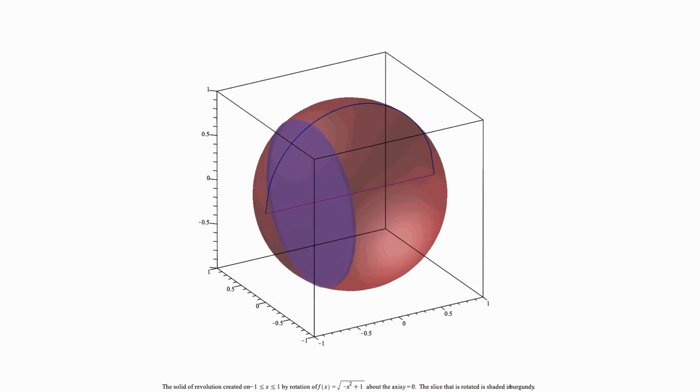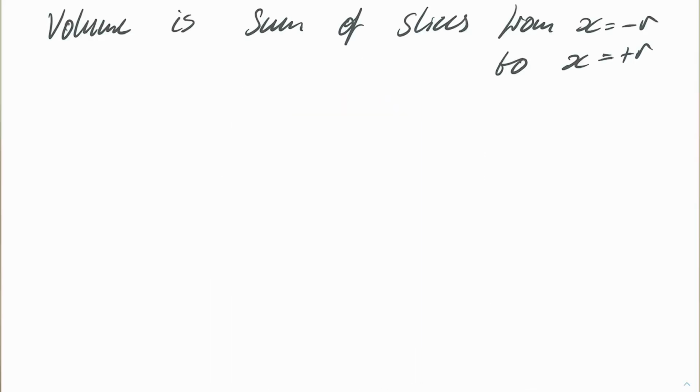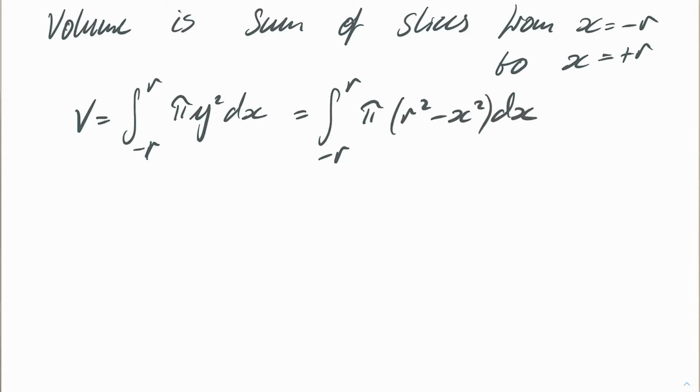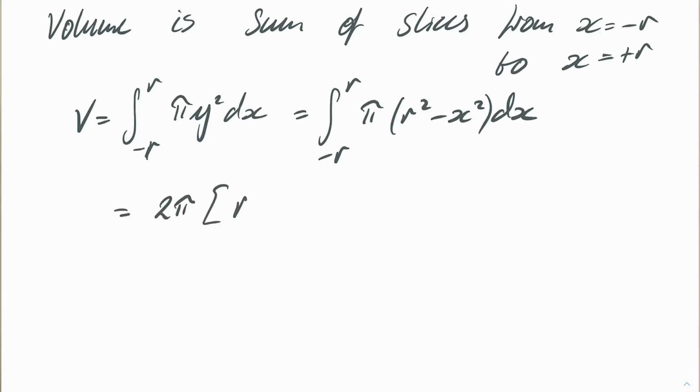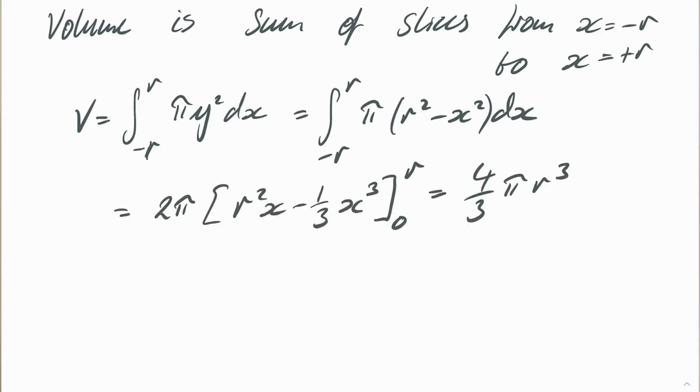Now the volume is going to be given by the sum of slices from minus r to r. And given that they're infinitesimal, that sum becomes an integral, which is the integral from minus r to r of pi times r squared minus x squared. And then the rest is just calculation. Because the integrand is even, I can write this as 2 times the integral from 0 to r, and then integrating term by term, I get, which comes out to be 4/3 pi r cubed, as expected.